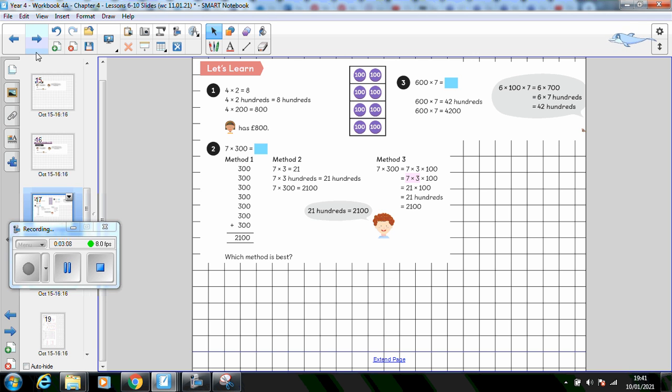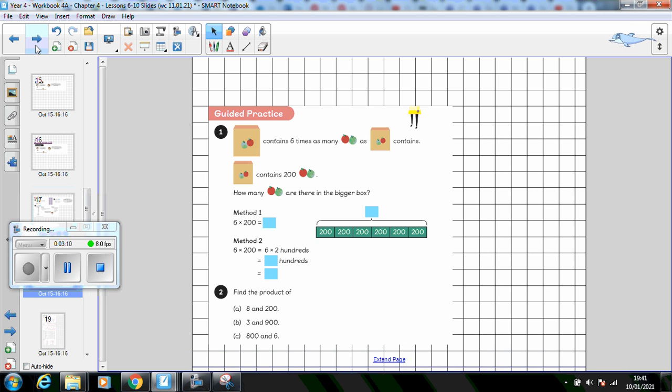Okay, let's have a look at guided practice. A large box contains 6 times as many apples as a small box contains. A small box contains 200 apples. How many apples are there in the bigger box? We've got our known facts here to help you.